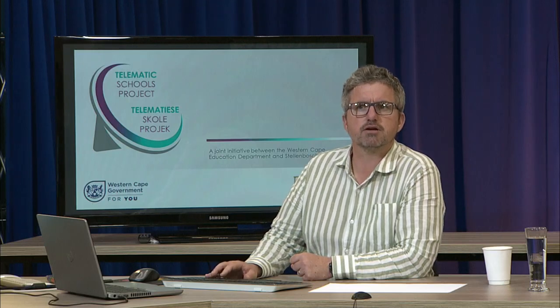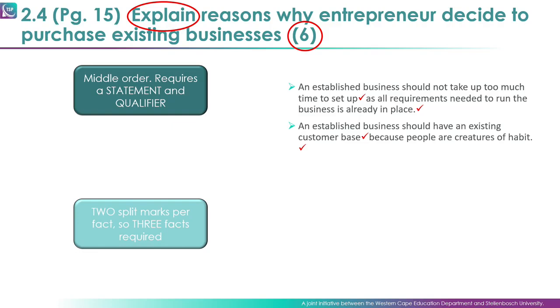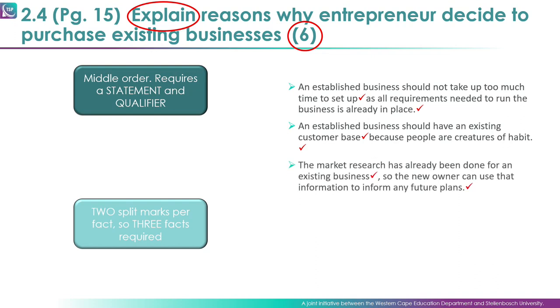All right, let's look at the second possible answer. An established business should have an existing customer base. Why? Because people are creatures of habit. Okay, so that's probably the way to teach yourself and learn how to answer your middle order questions, is to ask the question why, how, what after you've made your statement. All right, so that's the third possible answer there.